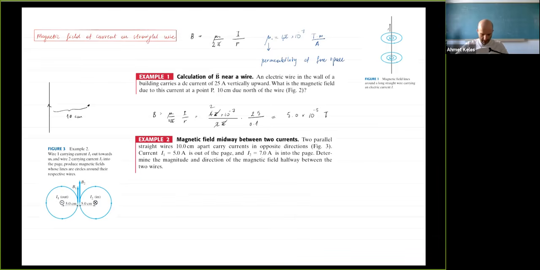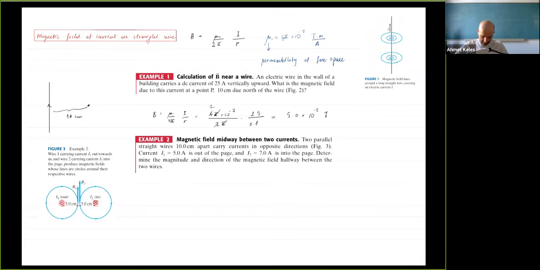So here's another one, a magnetic field midway between two currents. Two parallel straight wires 10 centimeter apart carry currents in the opposite direction, like here. This one is into the page, this one is out of the page. Current I1 is 5 ampere out of the page, and I2 is equal to 7 ampere into the page. Determine the magnitude and direction of the magnetic field halfway between the two wires. Okay, so this is about superposition.